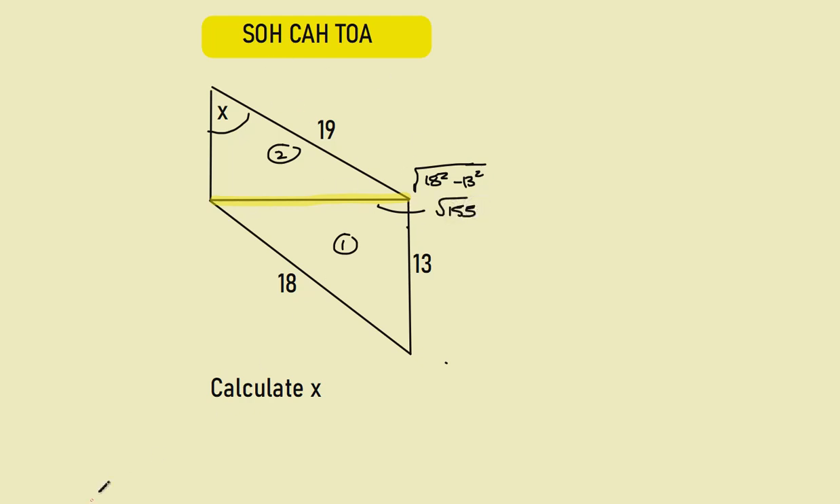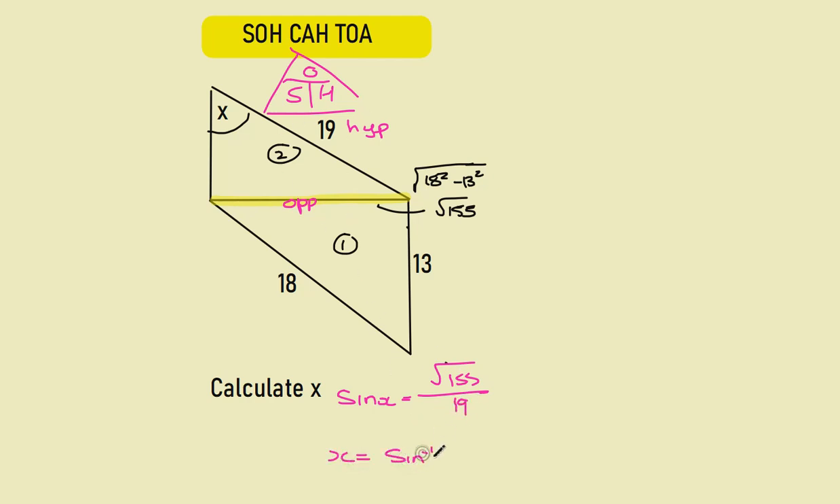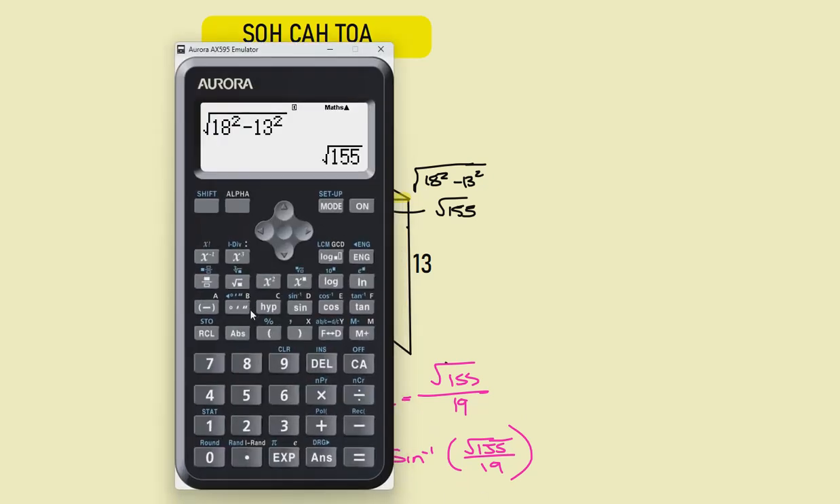And then we can use trigonometry for the second one. So we've got the opposite, we've got the hypotenuse. So it's going to be the sine ratio. We're trying to find the angle, so we're doing the opposite divided by the hypotenuse. The sine of x is equal to the opposite, which is root 155, divided by the hypotenuse of 19. Now remember to use your inverse sine button, root 155 divided by 19.